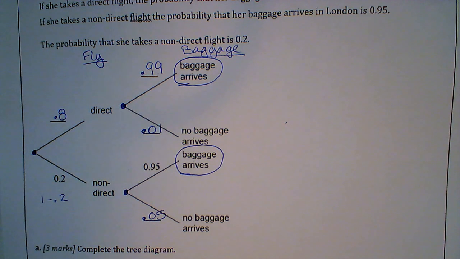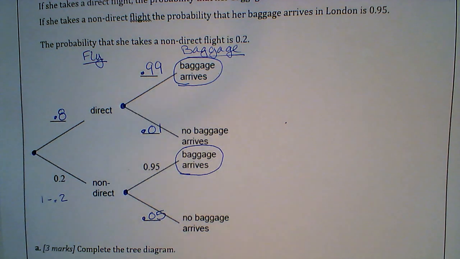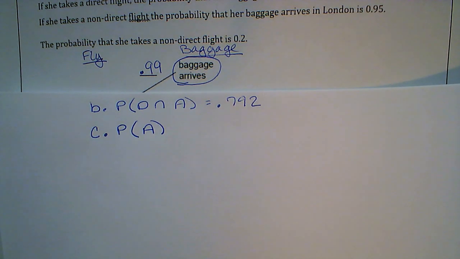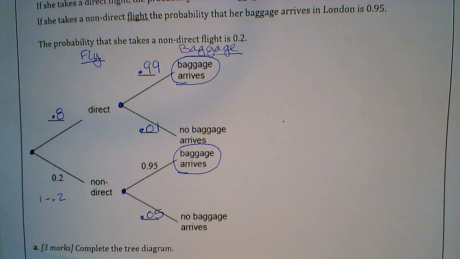So let's take a look here. Let me get some colors working here. I'm going to take blue and how about orange? Okay. So what I want is the probability that my baggage arrives. And you can't see what I just wrote. Sorry. The probability that my baggage arrives. So let's see how that can happen.